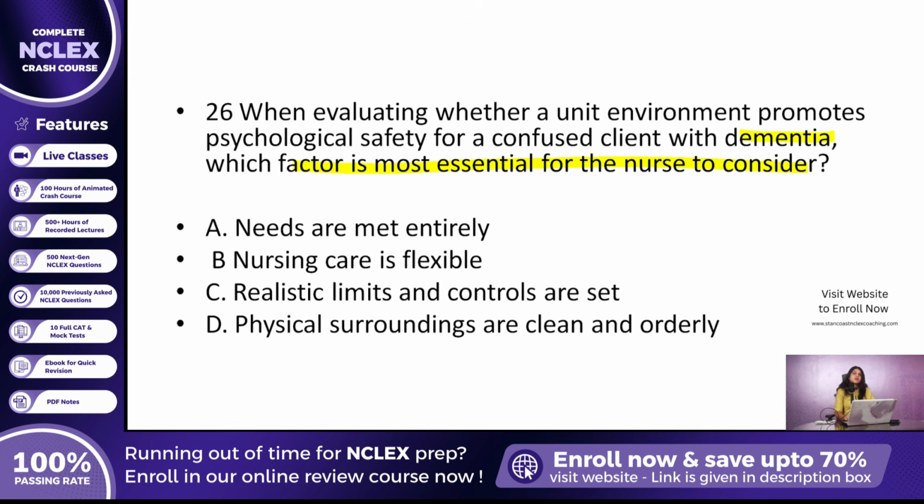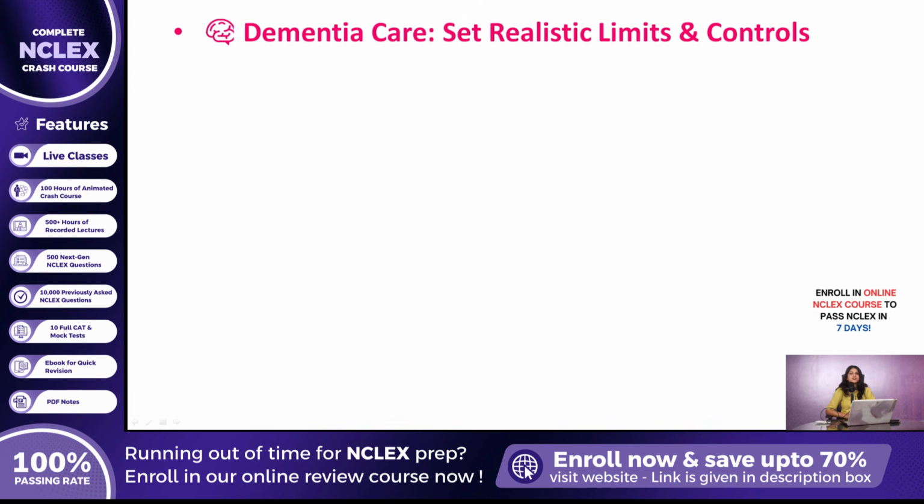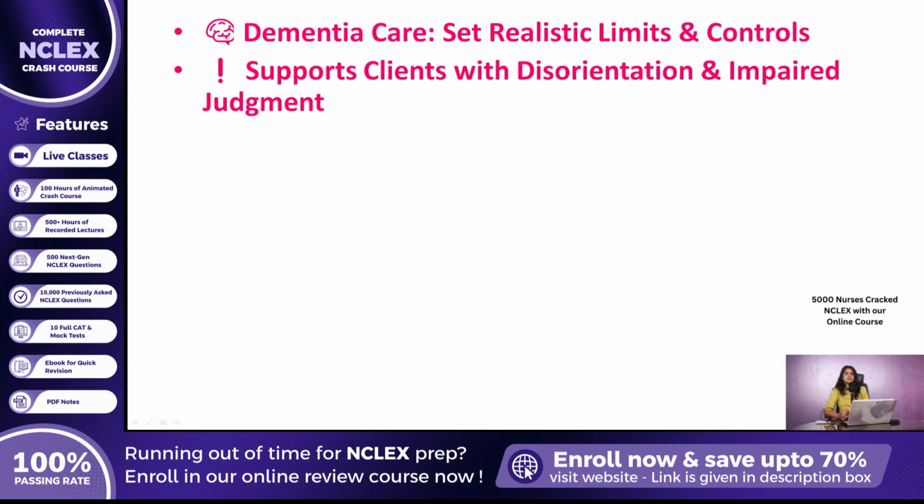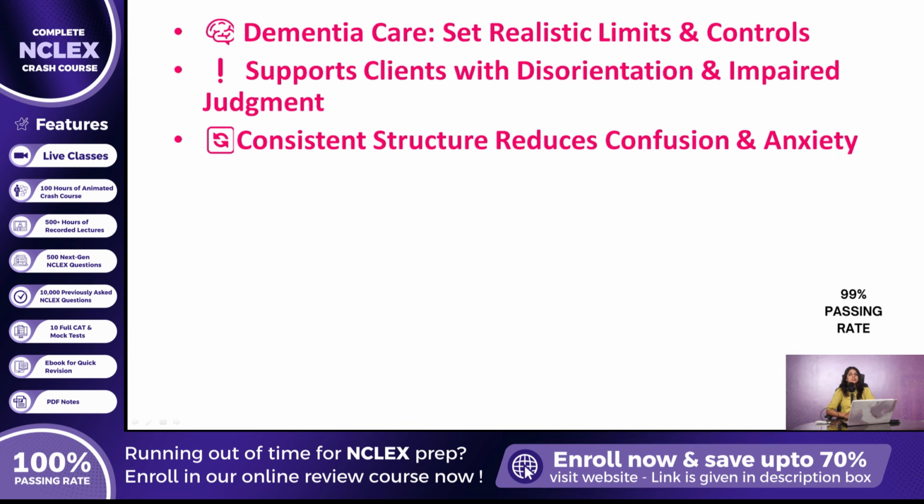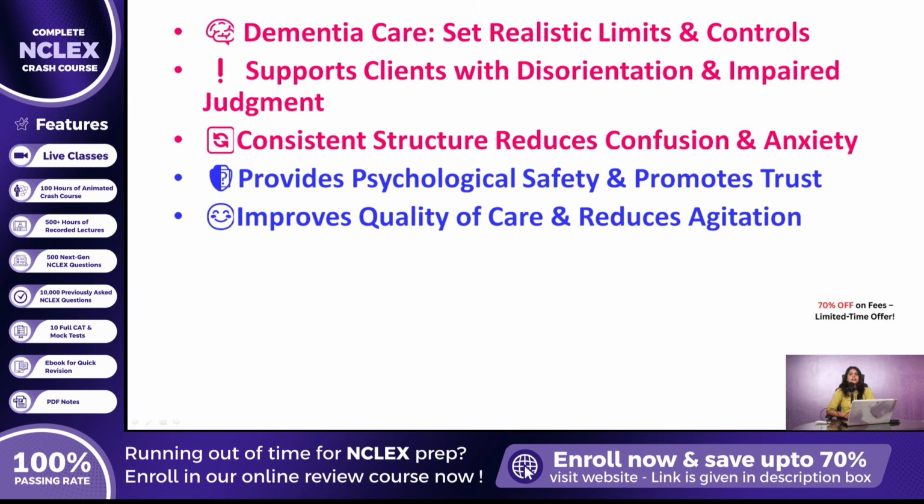The most accurate and essential response is Option C, realistic limits and controls are set. This is the correct answer, because clients with dementia often struggle with disorientation, impaired judgment, and a lack of internal control. Establishing clear, realistic boundaries and maintaining consistent structure helps these individuals feel more secure in their environment. Predictable routines and external controls provide the psychological safety they need to reduce confusion and anxiety. This supportive structure promotes trust, reduces agitation, and enhances the overall quality of care for clients living with cognitive impairment.